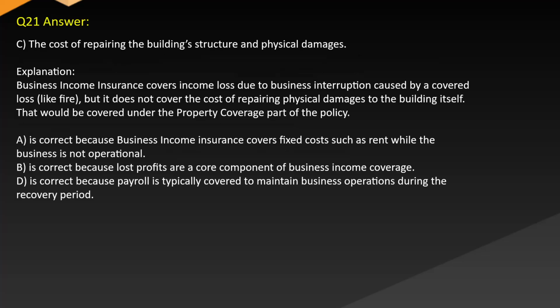Answer C. The cost of repairing the building's structure and physical damages. Explanation: business income insurance covers income loss due to business interruption caused by a covered loss like fire, but it does not cover the cost of repairing physical damages to the building itself. That would be covered under the property coverage part of the policy.